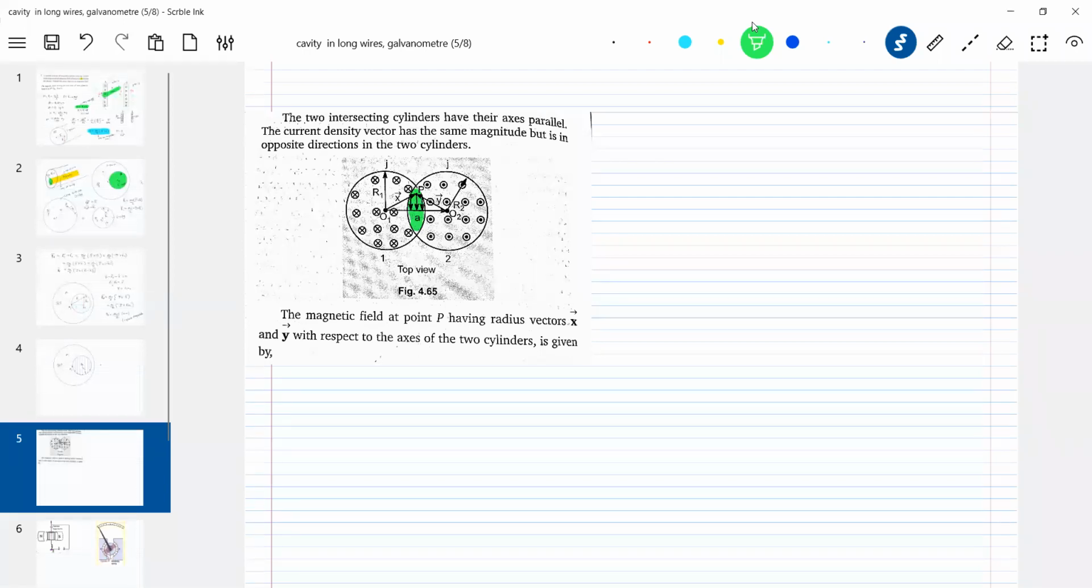Two intersecting cylinders have their axes parallel. The current density vector has the same magnitude, but is in opposite direction in the two cylinders. The magnetic field at point P having radius vectors x bar and y bar with respect to the axis of the cylinders is given by. Find the field strength inside the cavity. So what is that green color? It is the cavity.